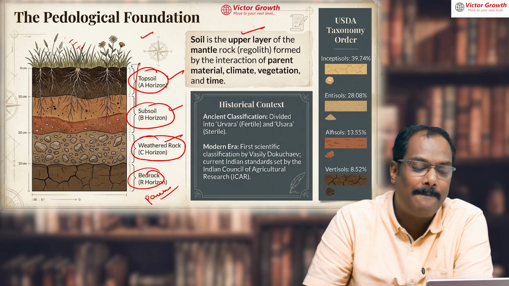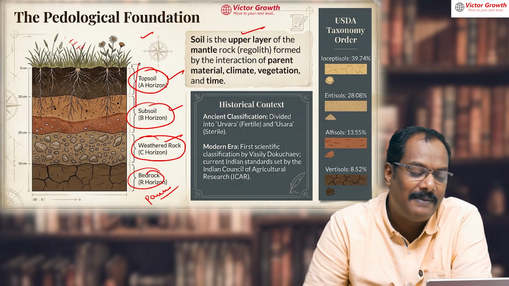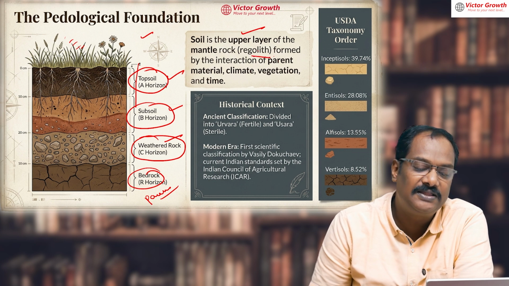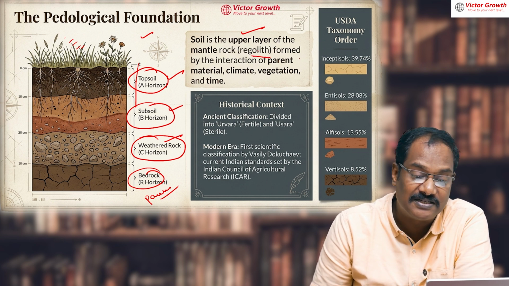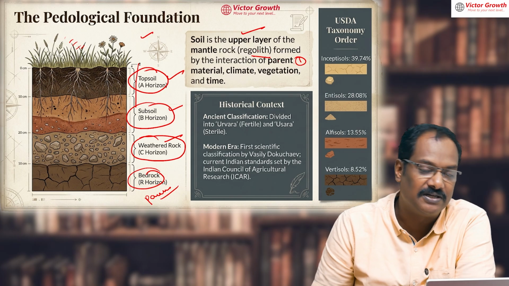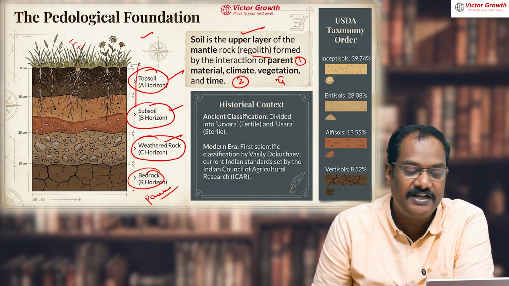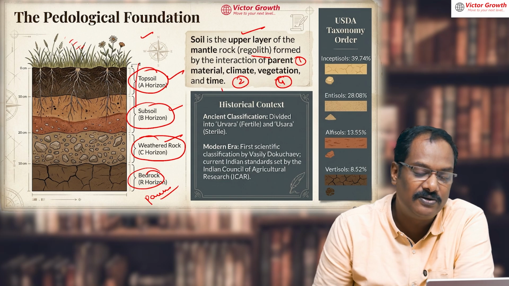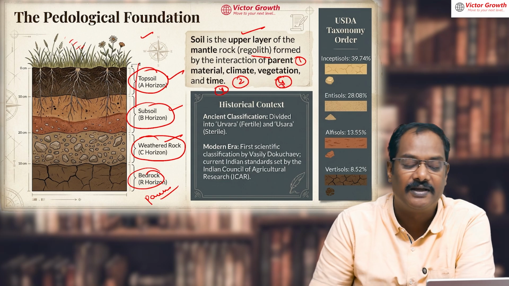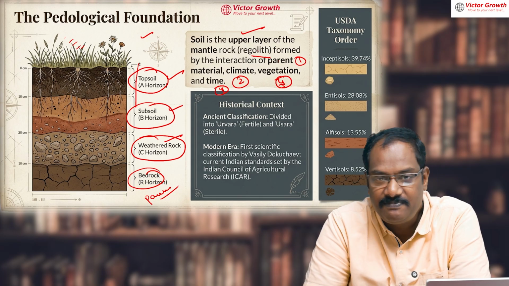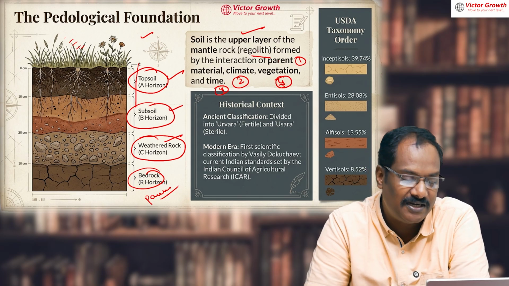Soil is the upper layer of the mantle rock, or you can say the regolith, formed by these factors. What are the factors contributing to soil formation? You have parent material, climate of a place, vegetation, and time. One, two, three, four. Please write this down. The factors contributing to soil formation: parent material, climate, vegetation, and time.